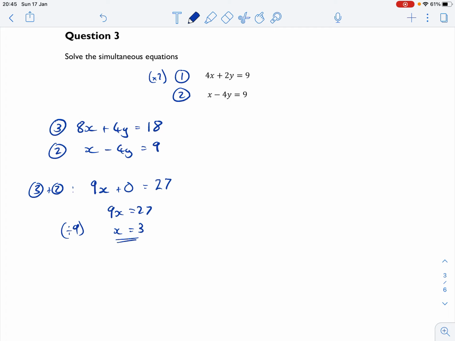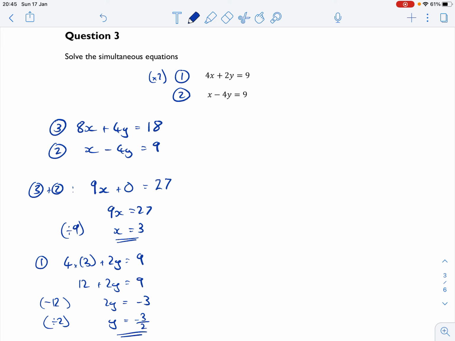Then I pick one of my equations. I'm going to pick equation 1 right from the start. So 4 times 3 plus 2y is equal to 9. 12 plus 2y is equal to 9. Subtract 12 from both sides. So we get left with 2y is equal to -3. And divide by 2. So left with y is equal to -3 over 2.